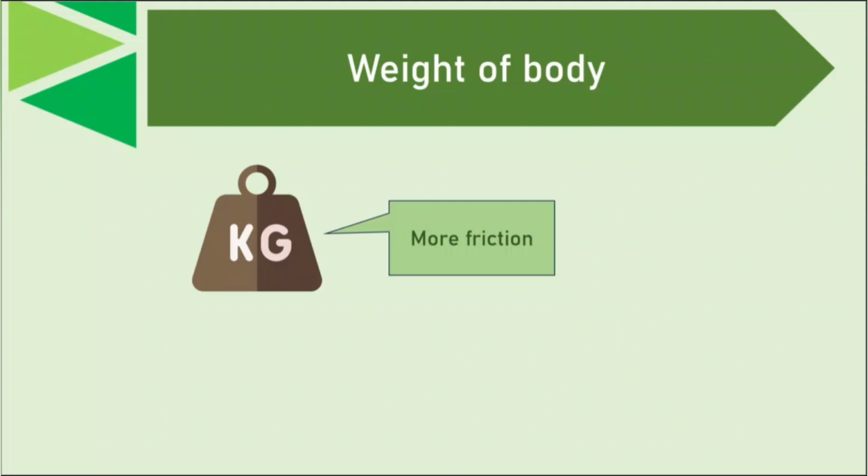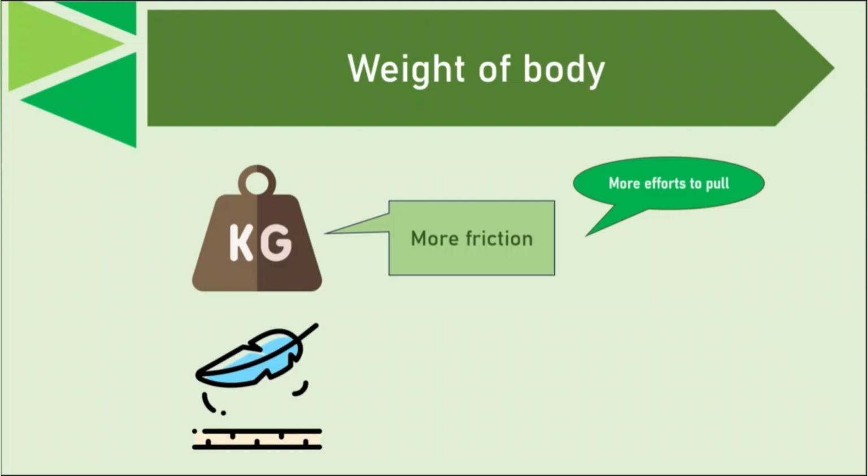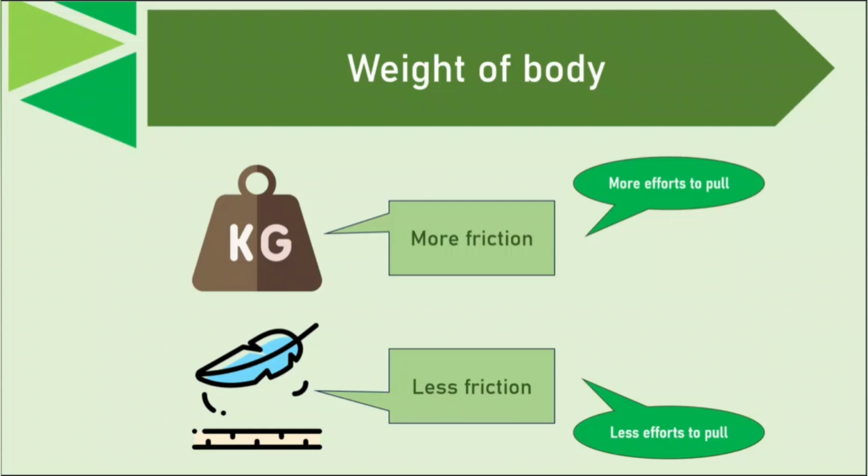And if there is more friction, obviously you need more force or more effort to cause the motion, which happened with the rug, with the chair. On the other hand, if there is a lighter object, that is simply the rug that we took as an example, it has less friction. And if there is less friction, obviously you need less force to cause the motion or less effort to pull.